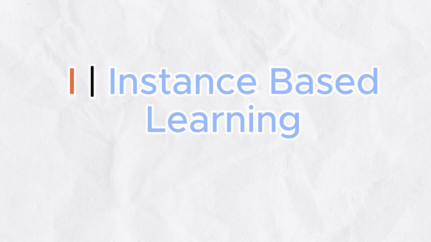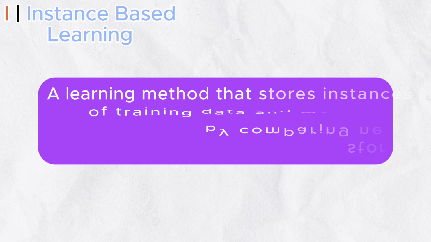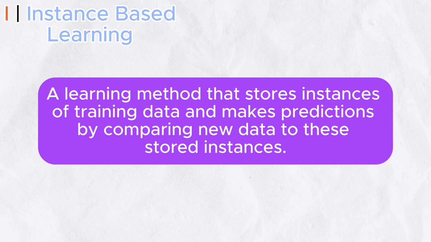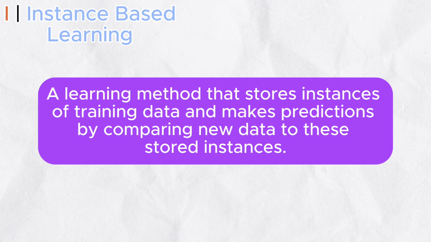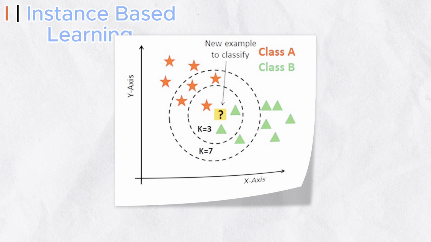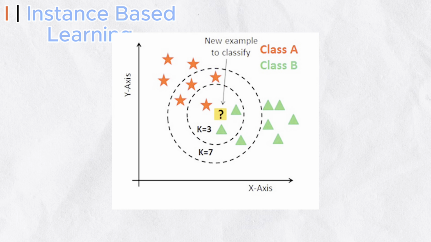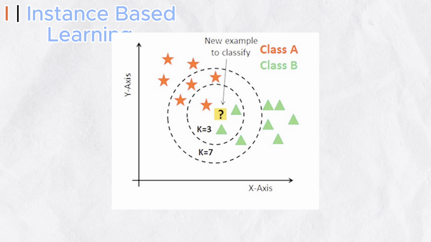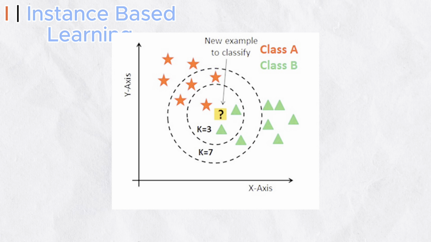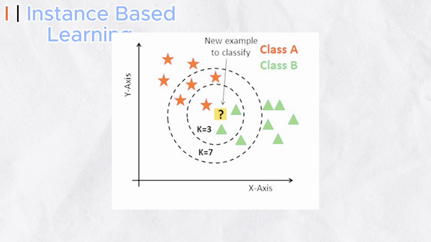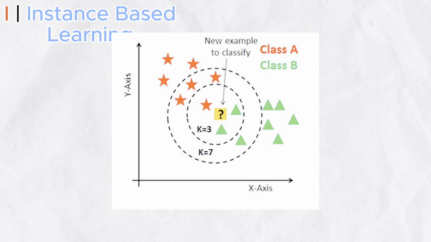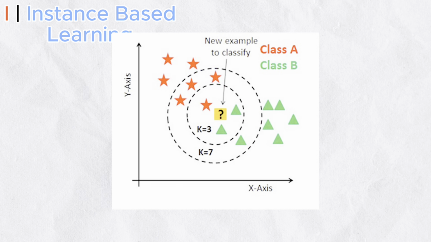I for instance-based learning. Instance-based learning is a learning method that stores instances of training data and makes predictions by comparing new data to these stored instances. A very good example of instance-based learning is KNN, K nearest neighbors. Every time a new prediction is to be made, KNN compares that new data point to existing nearest neighbors and then predicts the new value.